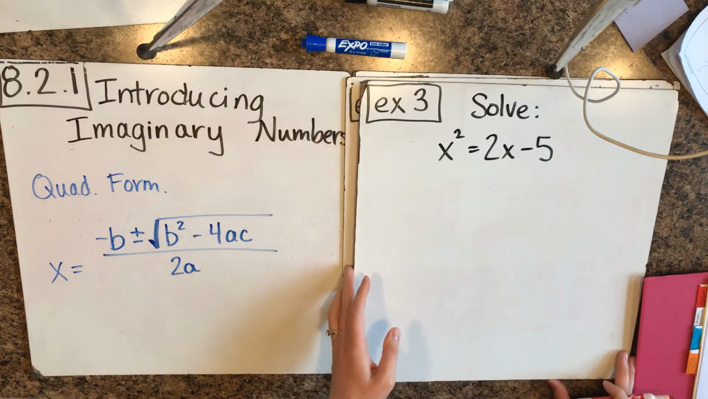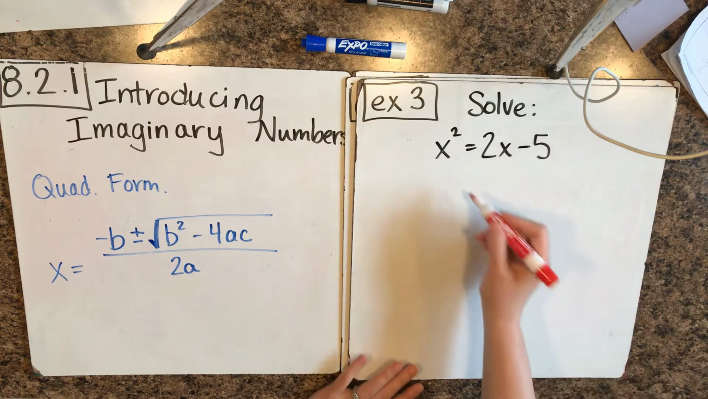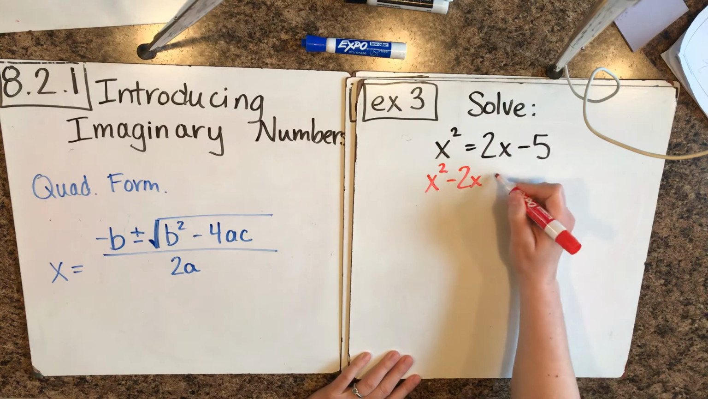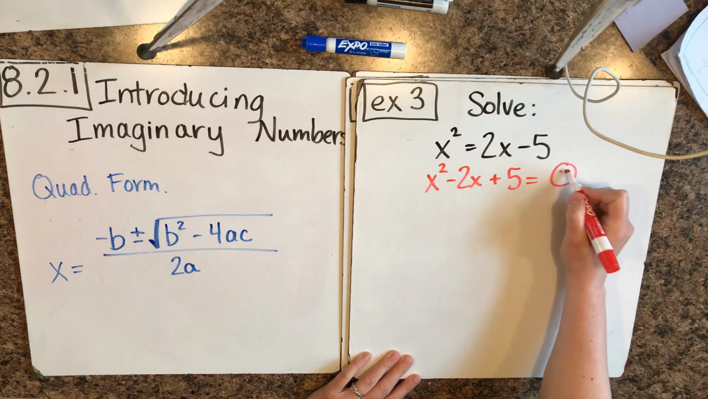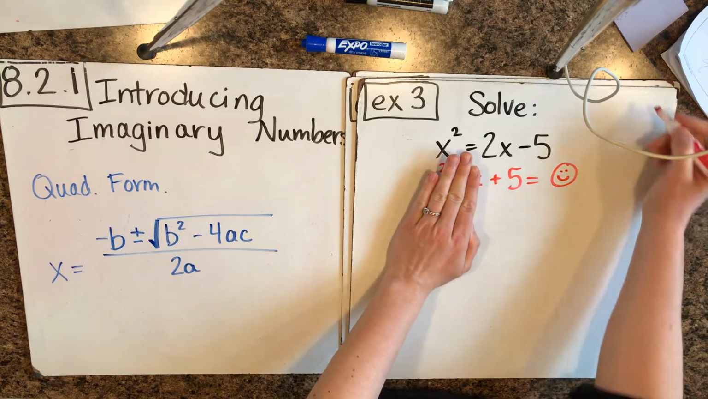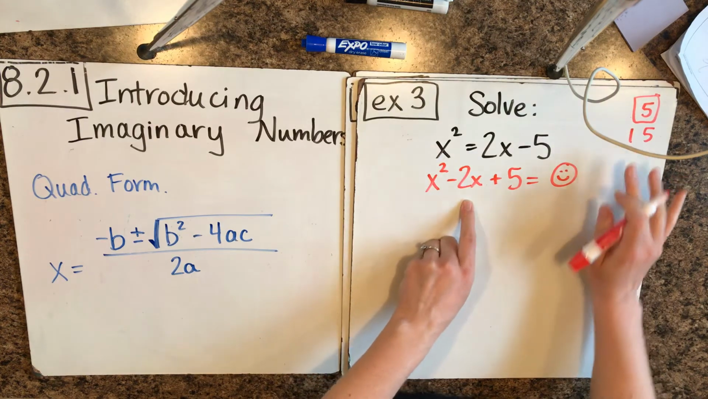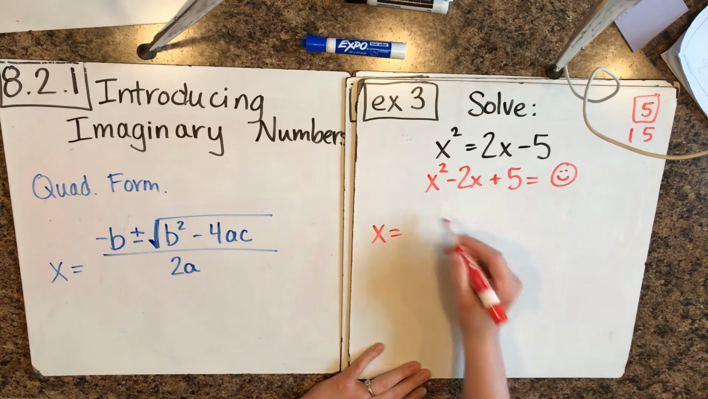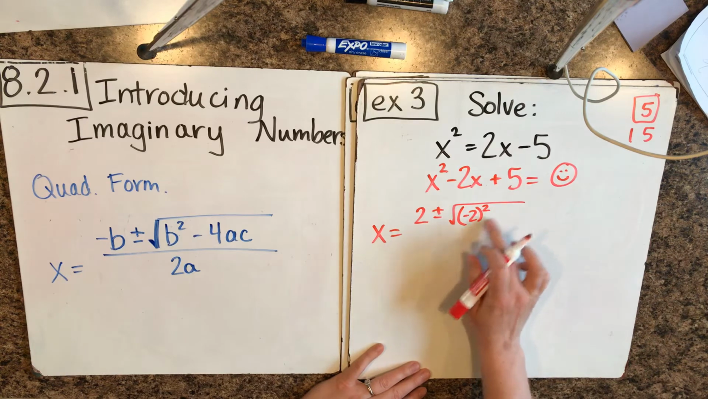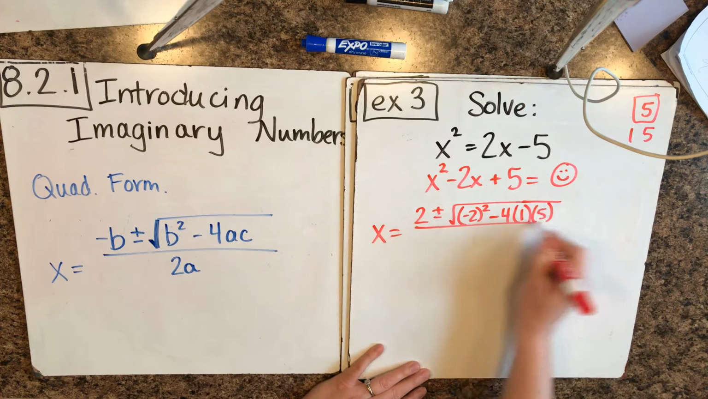Here's example number 3 for the day. Okay, so if I want to solve this equation, the first thing I want to do is make it equal to 0. So I have to move the 2x to the other side by subtracting, move the 5 to the other side by adding, so that this is equal to 0. Now that it's equal to 0, I could try box and diamond, but my only factors of 5 are 1 and 5, and I certainly can't add or subtract 1 and 5 to make 2. That tells me I have to use the quadratic formula. Quadratic formula, okay? Now remember, when I have any number here and I square it, it's going to end up being a positive number. Okay, all over 2a.